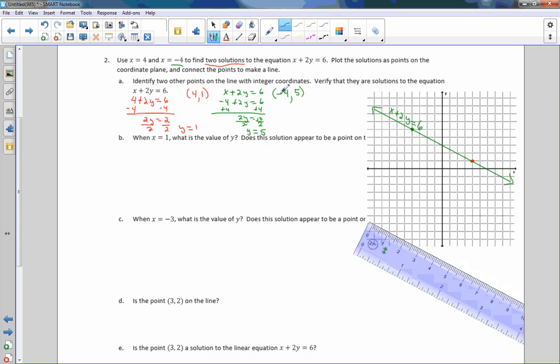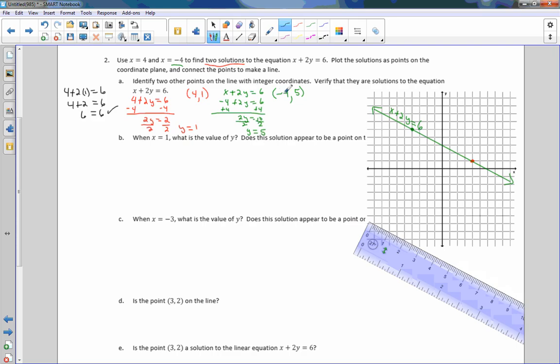Okay, so now it says to verify that they are solutions to the equation. We should really write this out. I will do it one time, but then I'm just going to do it in my head. I'm going to show you how to check. So this is x and this is y. So then when I plug that in, I should replace x with 4 plus 2 times my y, which is 1, and that should equal 6. So 4 plus 2 times 1 is 4 plus 2, which is 6. 6 equals 6. It checks.